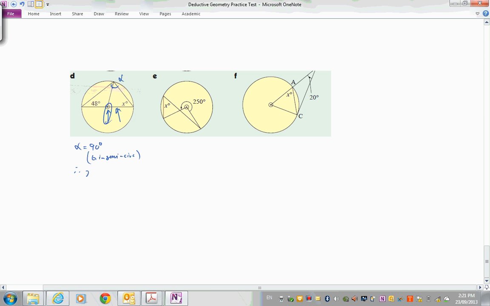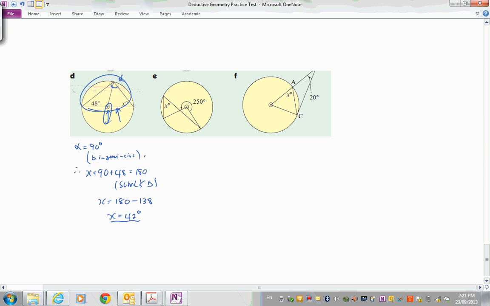Therefore, x plus 90 plus 48 equals 180. Sum of angles of a triangle. There it is, they must all add up to 180. Therefore, x equals 180 minus the other 2, which is 138. So x equals 42 degrees.